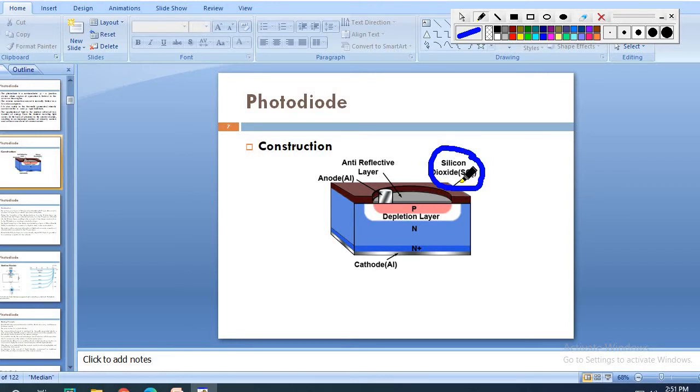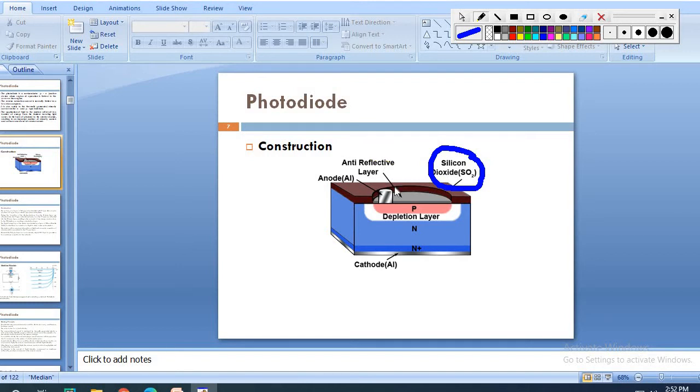Next, there is a window, which again consists of an anti-reflective layer. What is the purpose of using this anti-reflective layer? It is for the absorption of the light which is falling on the semiconductor. That is why we are going with this anti-reflector.